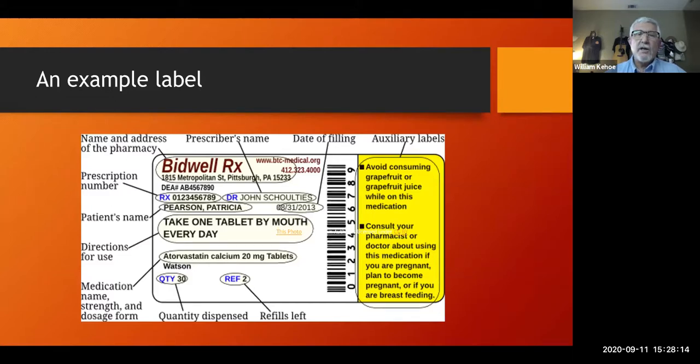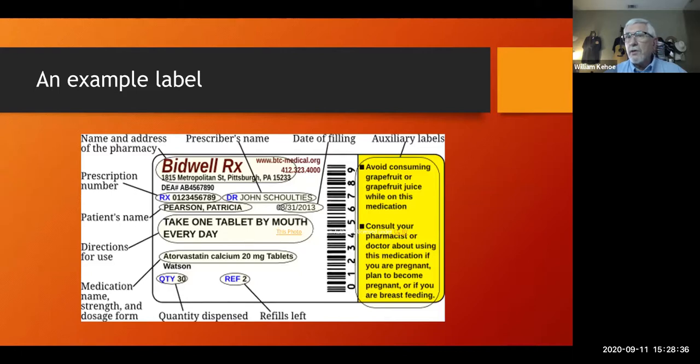But there's a large amount of information. Obviously, you have the name of the pharmacy, where they are, and how to get a hold of the pharmacy by phone. Then you'll have information, generally always on the label, about who prescribed it. You'll see on there, Dr. John Schulte's. And there'll be an RX number.